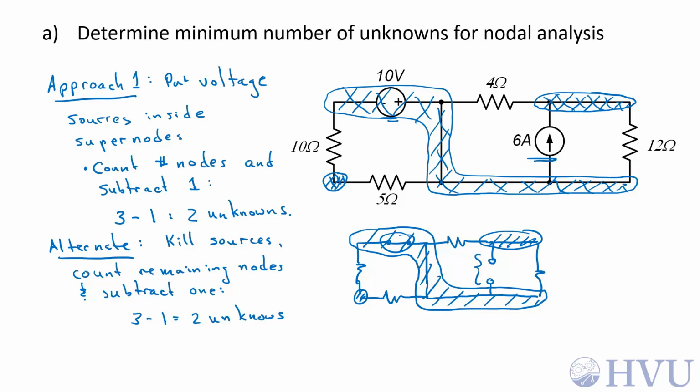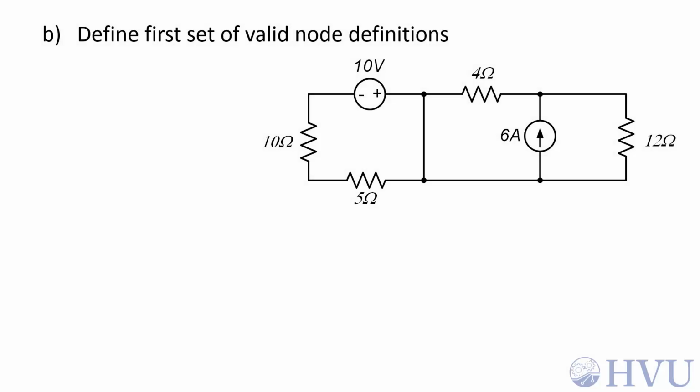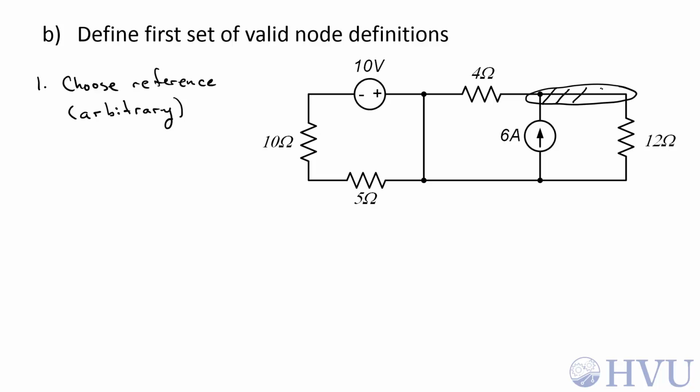Next, I want to assign variables in a couple of different ways for this circuit, but I always want to come back and make sure that I only end up with 2 variables, otherwise I've probably done something wrong. To define valid nodes, the first thing I do is choose a reference node. The reference node is always completely arbitrary. For this first time through, I think I'll choose this as my reference node. That becomes my reference voltage, which is 0 volts.